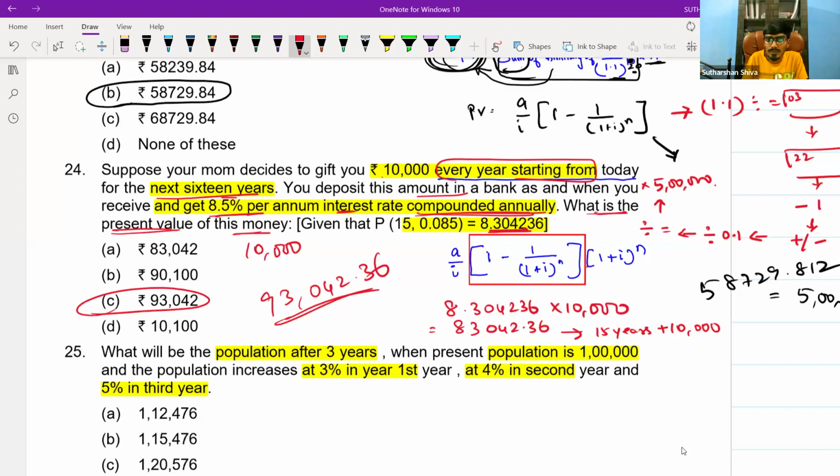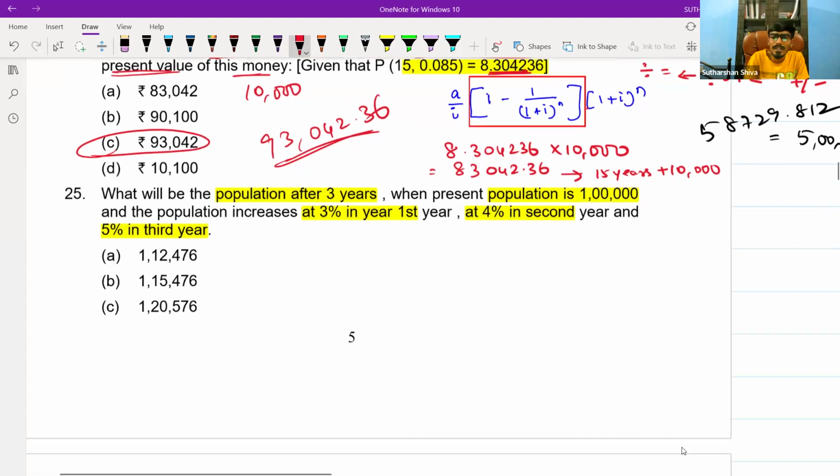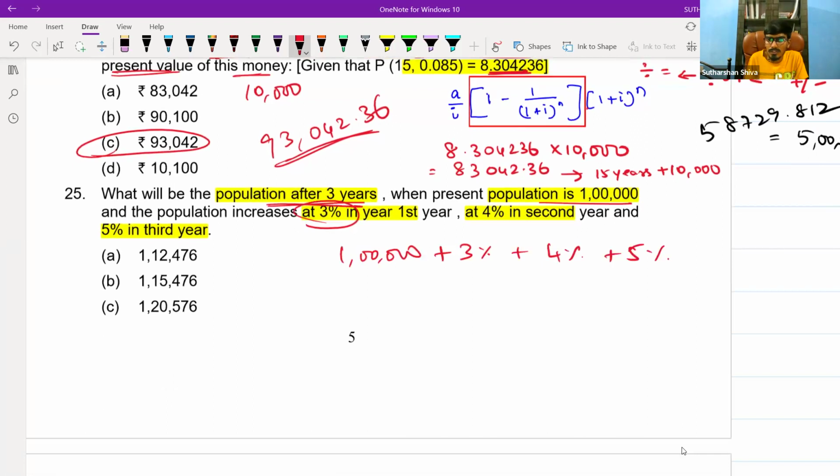Easily you can do it without worrying about this problem. Then 25 is still easier. What is the population after 3 years when the present population is 1 lakh? From 1 lakh, in the first year it increases by 3%. In the second year, it increases by 4%. In the third year, it is going to be 5%. So take a calculator: 1 lakh plus 3%, plus 4%, plus 5%. You will get 112,476. Option A is my answer.